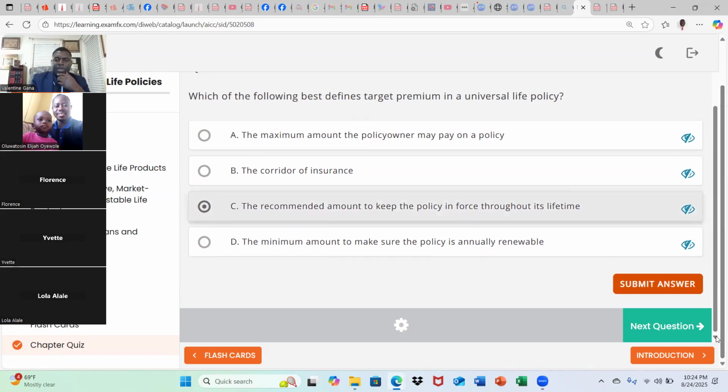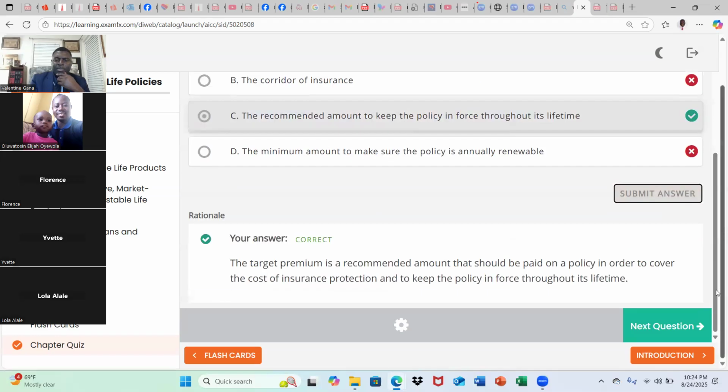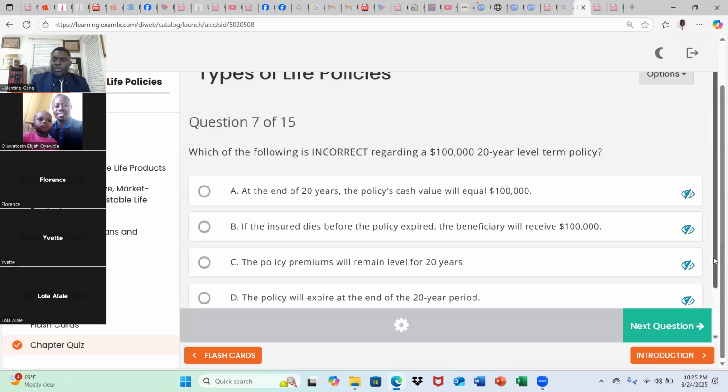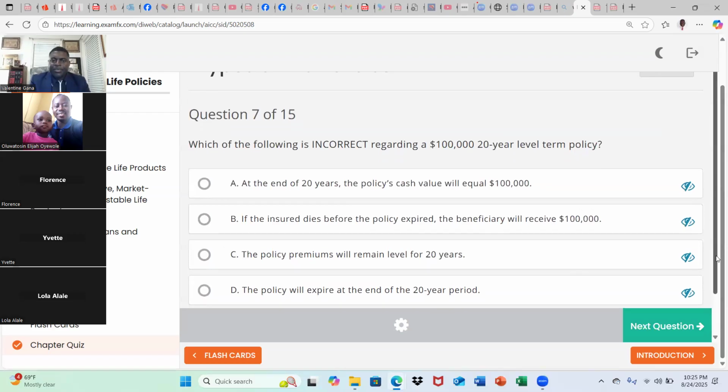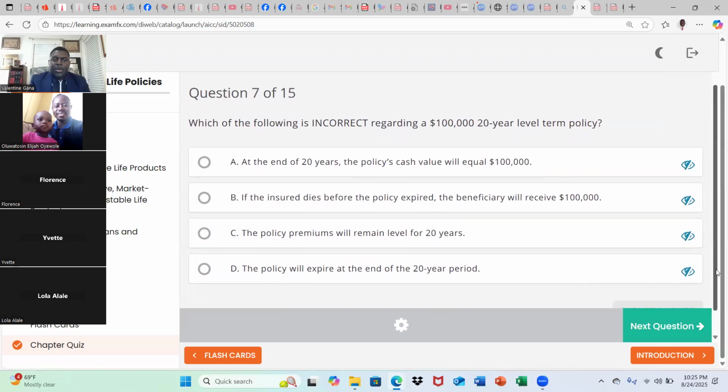So, in force throughout its lifetime. The target premium is the recommended amount that should be paid on a policy in order to cover the cost of insurance protection and to keep the policy in force throughout its lifetime. Very true. Next question. Lola, you want to read this one for us?